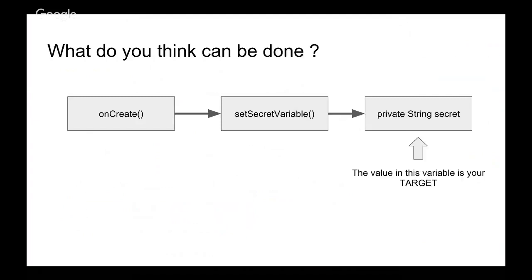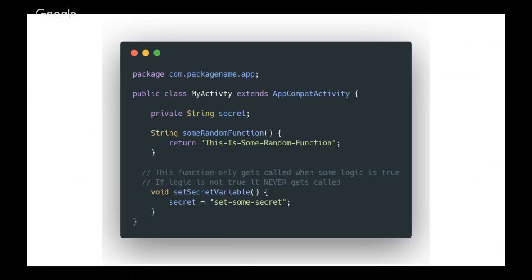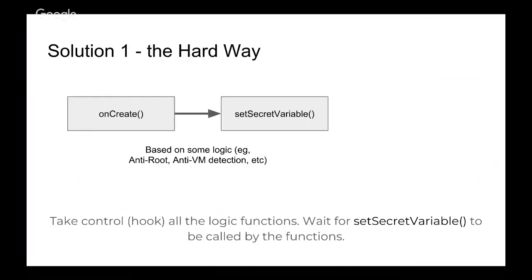What do you think can be done right now? The private string secret is going to have whatever you require, the secret message or secret keys, whatever you are targeting. This can be the logic. You have some random function which has nothing to do with setting the secret variable. The set secret variable function accesses secret and sets it to some value. How are we going to do this? There are two solutions. One the hard way, and the other obviously the easiest way.